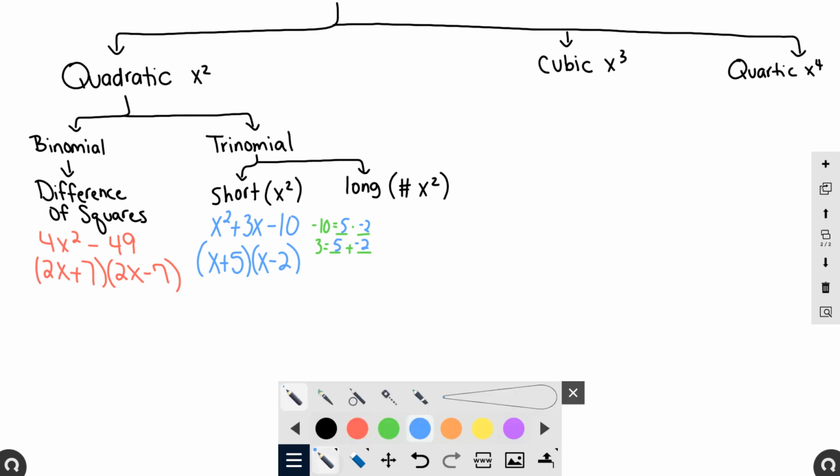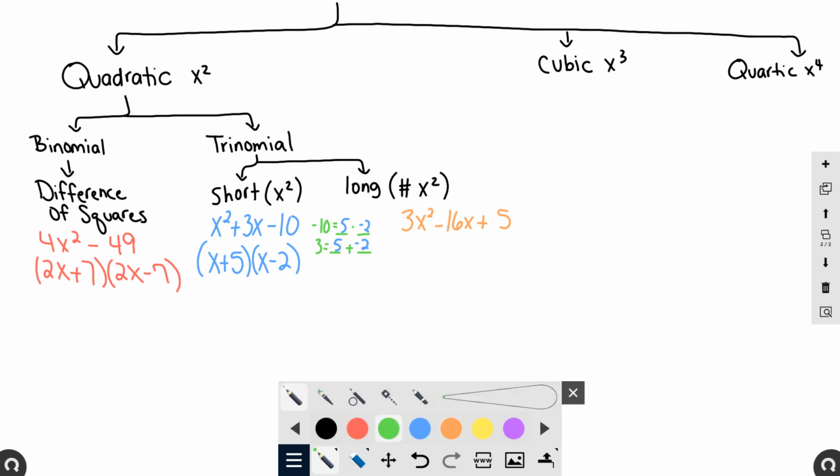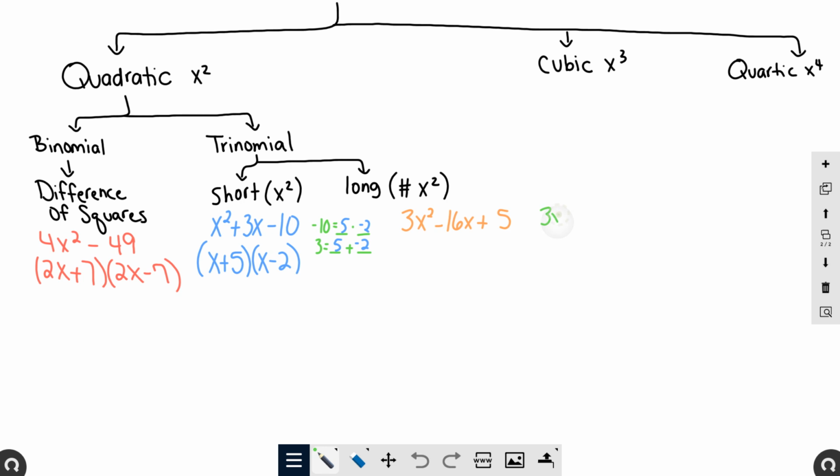All right, let's do a long trinomial, such as 3x squared minus 16x plus 5. If it is a long trinomial, how do we start it? Good. The first times the last. 3x squared times 5 is, and that's going to equal our blank times a blank. And then negative 16x equals blank plus blank.